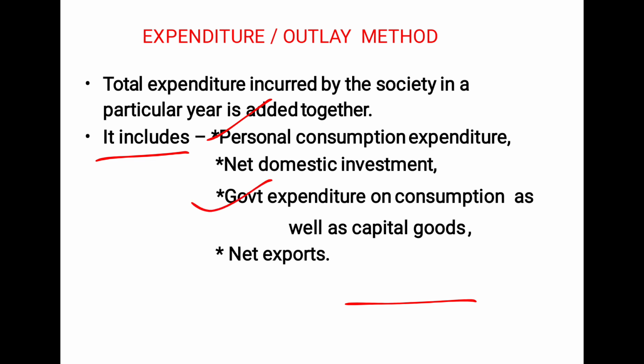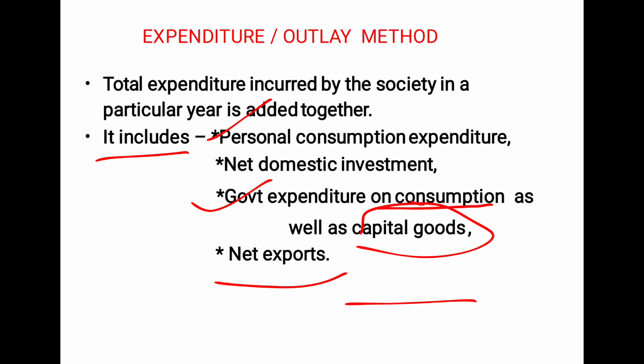Third one tells you government expenditure on consumption as well as capital goods. Consumption, all of us know, is done for the consumption purpose of the individual. But what are capital goods? Capital goods are nothing but the government spending on buying machinery, for example buildings, tools, computers. Machinery, tools, buildings, computers, everything comes under capital goods. For that the government will be spending.